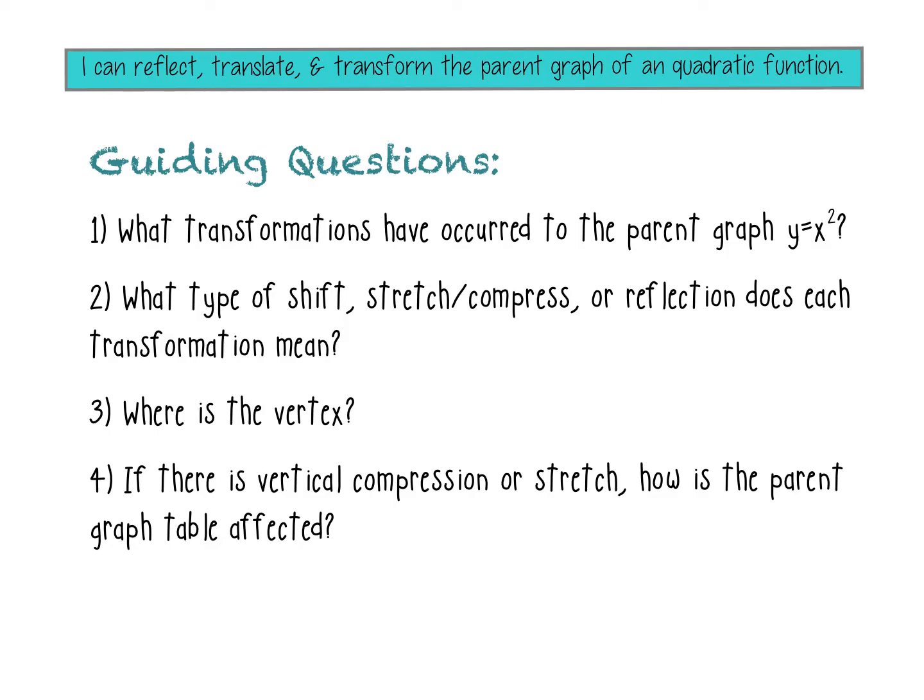Then I ask myself, okay, now that I've identified what shifts have happened or what reflections or what stretches, where is the vertex? So my shifts will always tell me the vertex because the vertex is going to either shift left, right, up, or down. So those h and k values are what's going to tell me where my vertex is. And once I graph the vertex, if there's a vertical compression or stretch, then I need to apply that to the parent graph table, that 1, 1, 2, 4, 3, 9 table that we use. So this right here is going to help me think through this process.